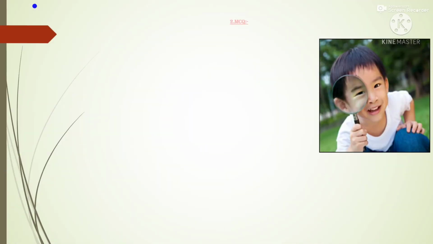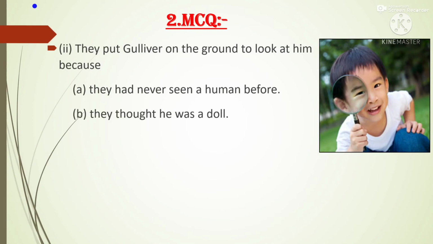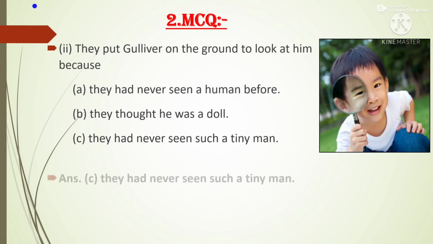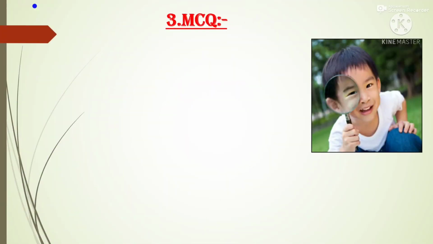Next one. They put Gulliver on the ground to look at him because they had never seen a human before, they thought he was a doll, or they had never seen such a tiny man. Yes, the last option is correct. They had never seen such a tiny man because they were giants, right?